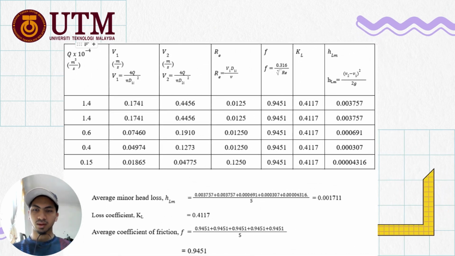So after we get the calculation on the before slide, we calculate the Q, V1, V2, RE, friction, KL, and HLM. After that, we calculate the average of HLM, loss coefficient, and average coefficient of friction F. We use the same formula, same as before, same as the standard element.